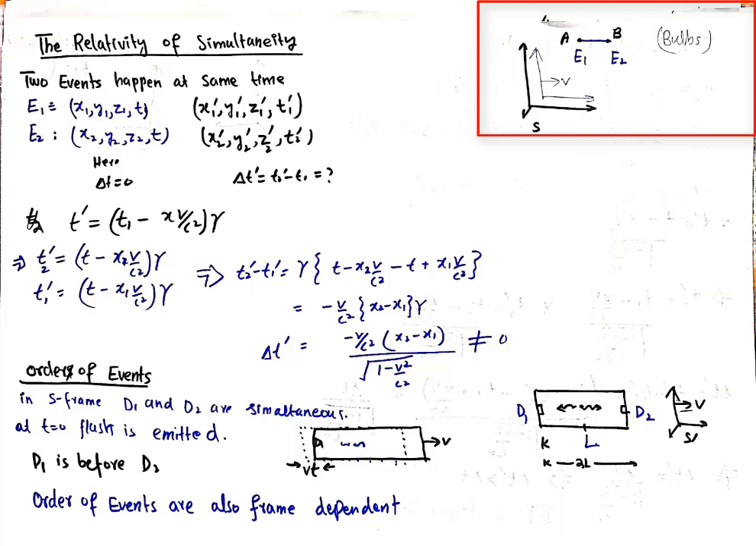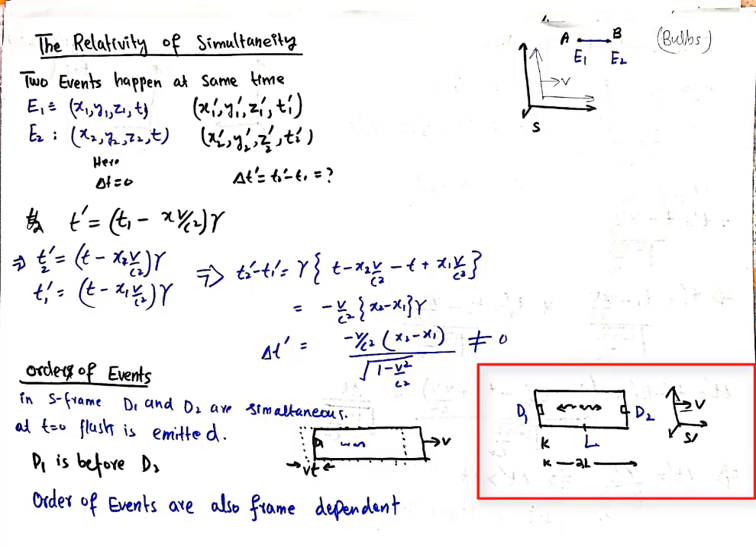Also, consider this type of setup in which you have a source of light at the midpoint of this box, and then you have two detectors D1 and D2. When the light is emitted along the positive and negative directions, it will travel an equal distance on both sides. Therefore the detection of light by detector D1 and the detection of light by detector D2 are simultaneous events in time. So the idea is that if there are two events that are simultaneous in one frame, are they simultaneous in another frame that is in motion?